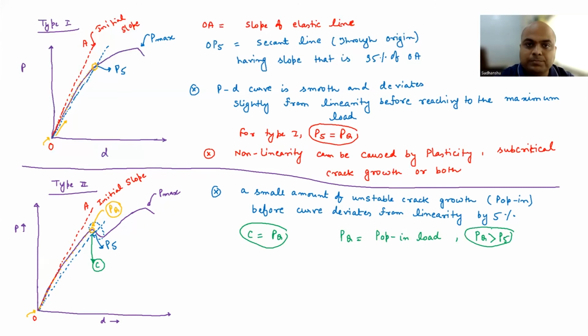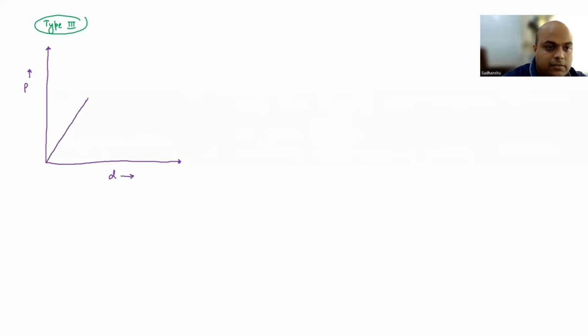Now let's come to type 3, the last one. So that will have P and then D in this direction. Okay. And this was much simpler than the other. So it just goes like this. And then, so Pmax we know. So this particular point here is Pmax. Okay. Now let's draw the original slope. So original slope will be OA. So this is the initial slope.